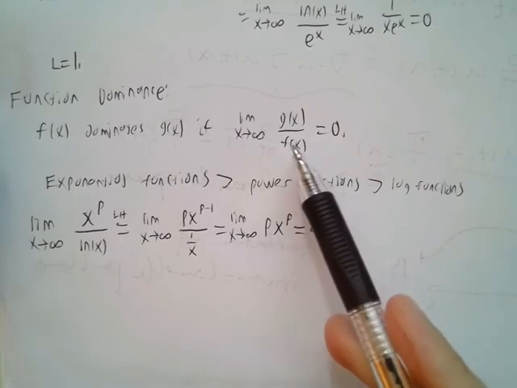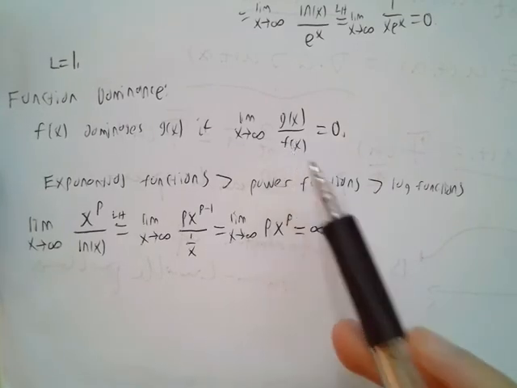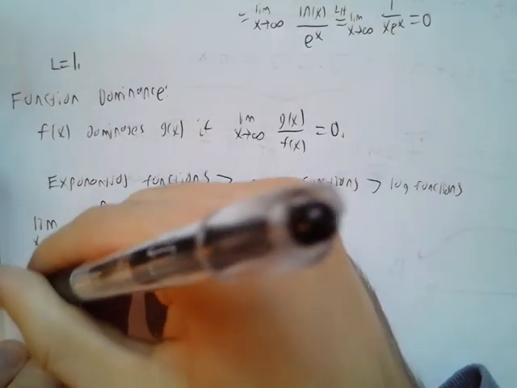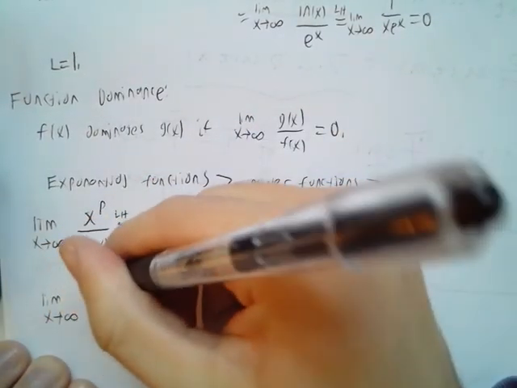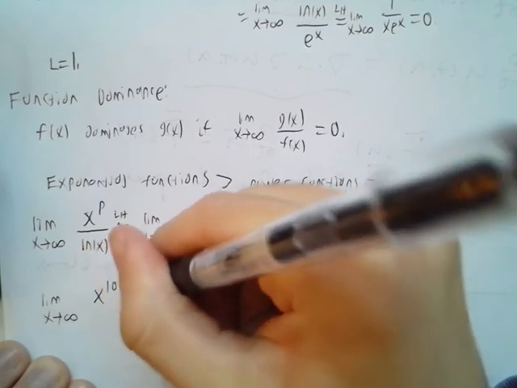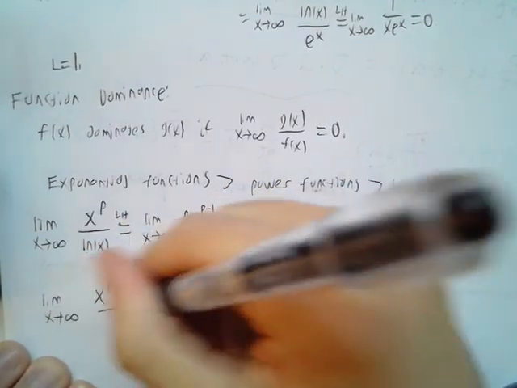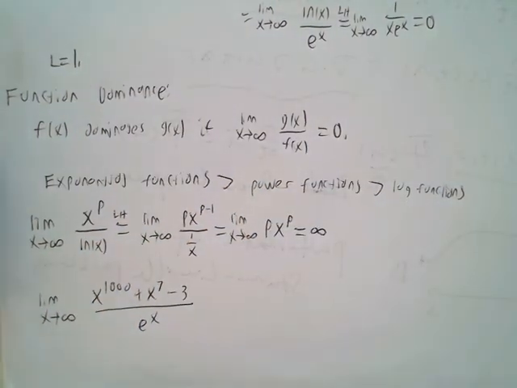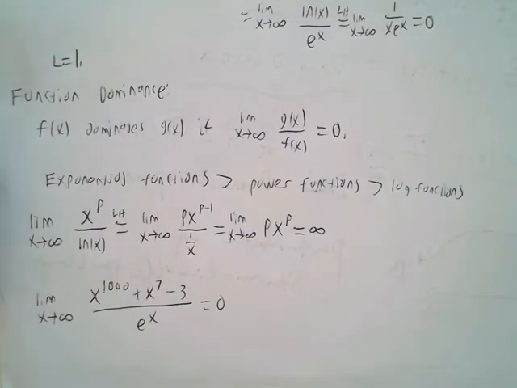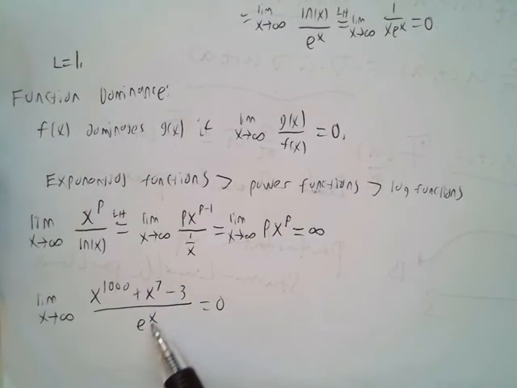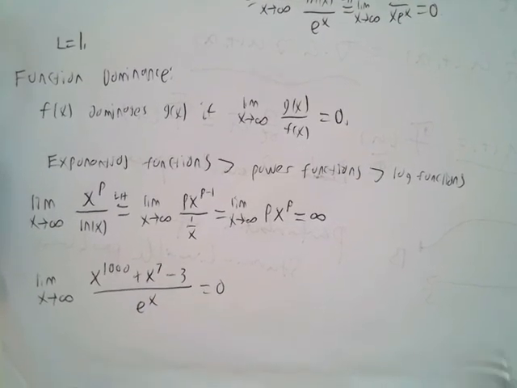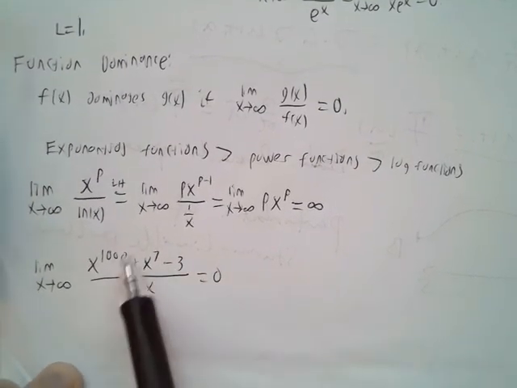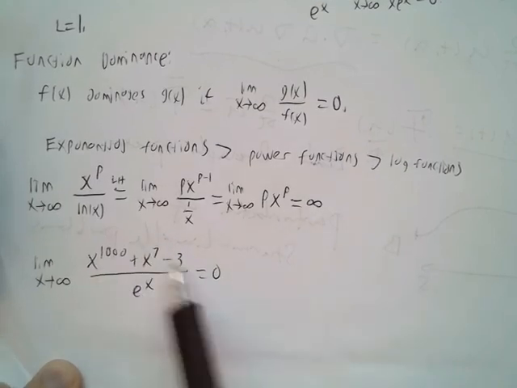So, for example, if I look at something like limit as x goes to infinity of x to the 1000 plus x to the 7 minus 3 over e to the x, then I immediately say that this is equal to 0 without any additional work, because I know that the exponential function will dominate the power function. So if you really wanted, you could use L'Hopital's rule a bunch of times to verify this, but having this intuitive understanding is really useful for limits like this.